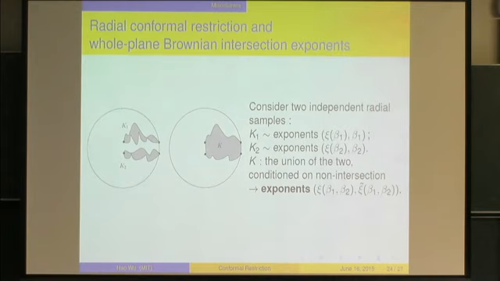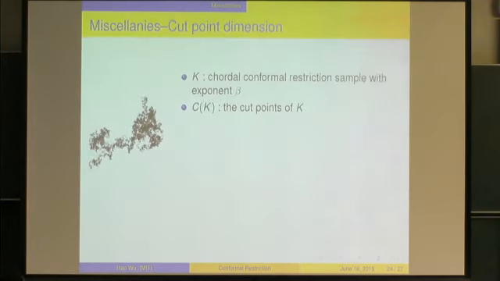Okay. Next, I want to talk about some recent works about the Hausdorff dimension of the cut point of restriction samples. So now consider K is a chordal conformal restriction sample with exponent beta. CK is the cut point of this random set. By cut point, I mean that, suppose K is connected.